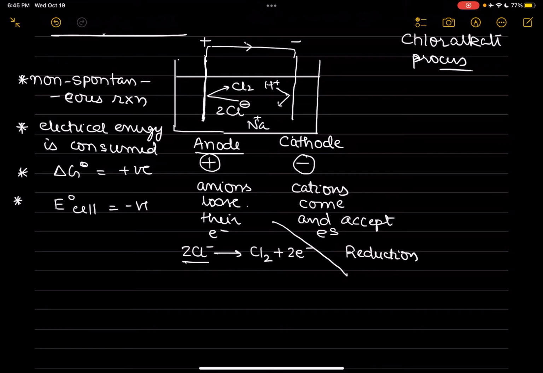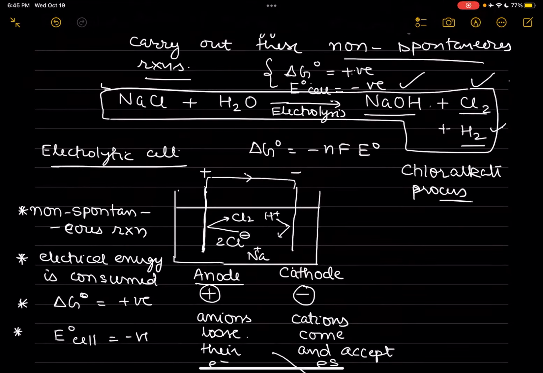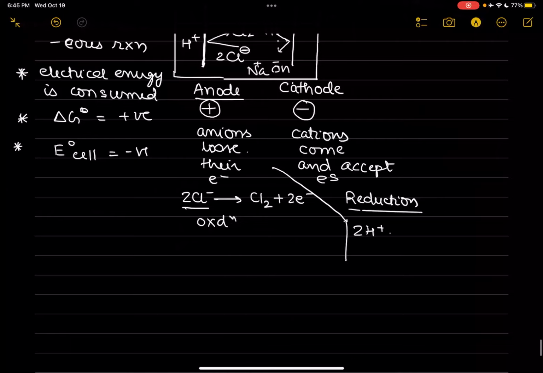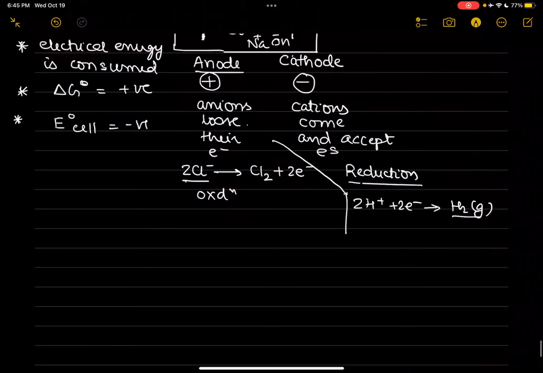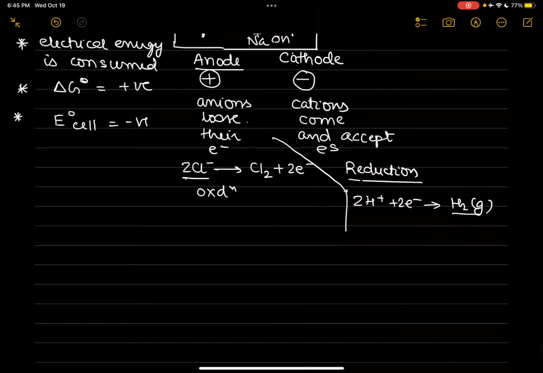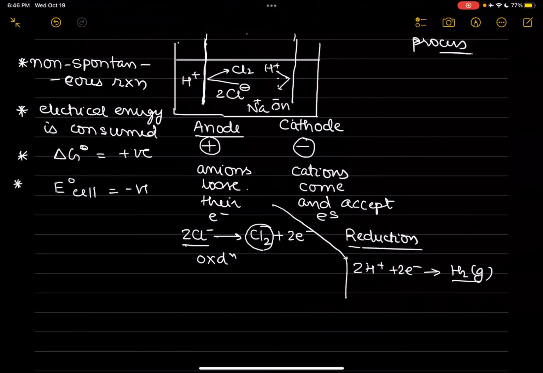And at the anode, oxidation is happening. So who will get reduced? Na plus is there, but Na plus has a noble gas configuration. There is one more ion because you have taken it in water. Water has H plus and OH minus also. So H plus will get attracted and accept electrons, and hydrogen gas will be liberated at the cathode. At the anode, chlorine gas will be liberated. The solution will become alkaline because you are left with Na plus and OH minus in the solution.